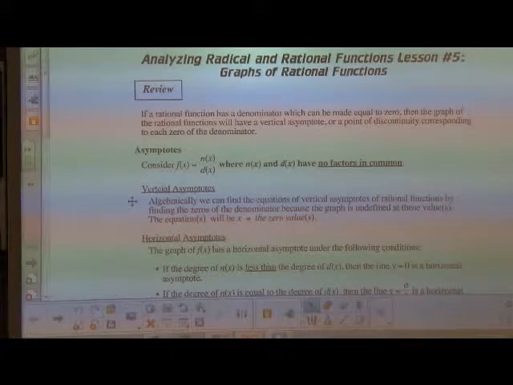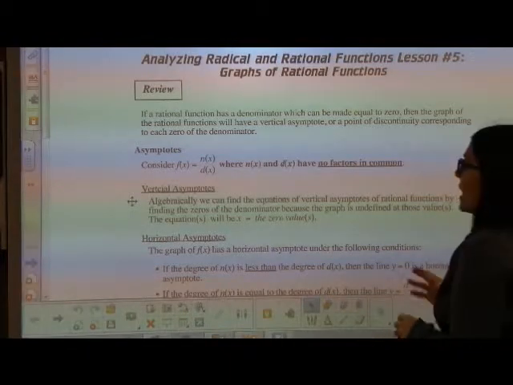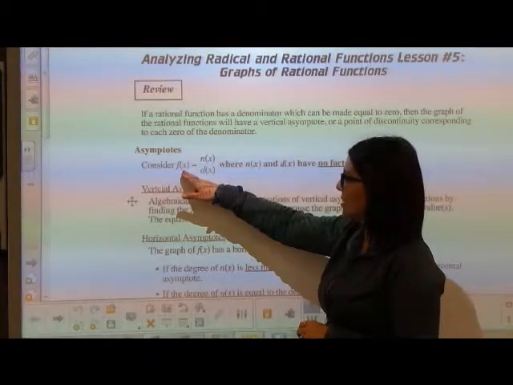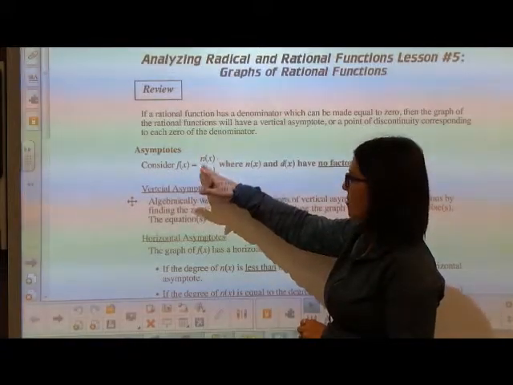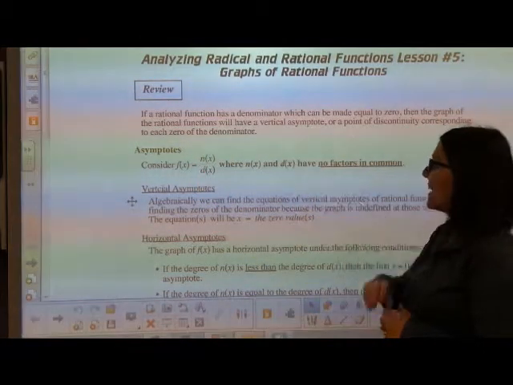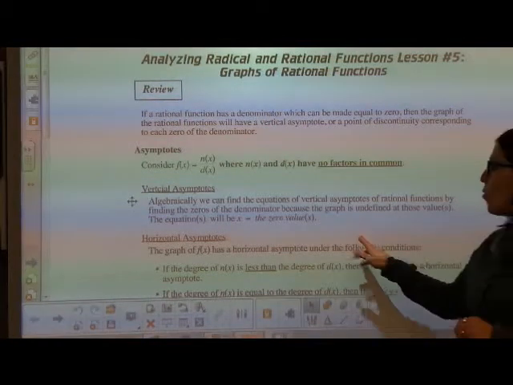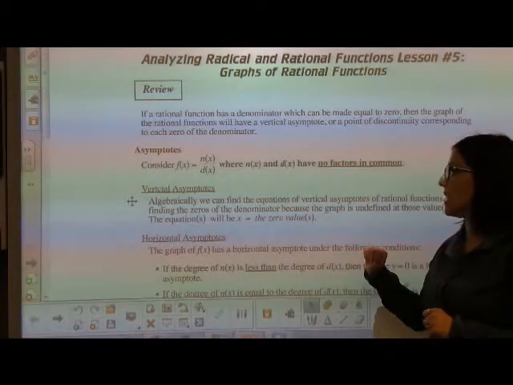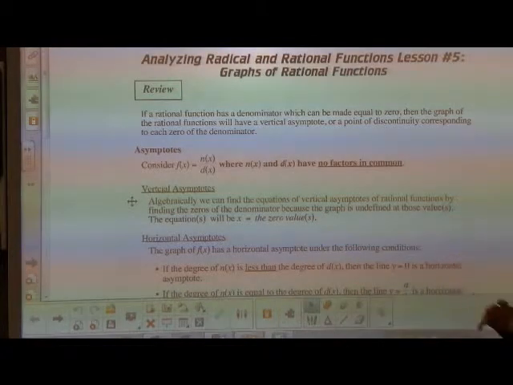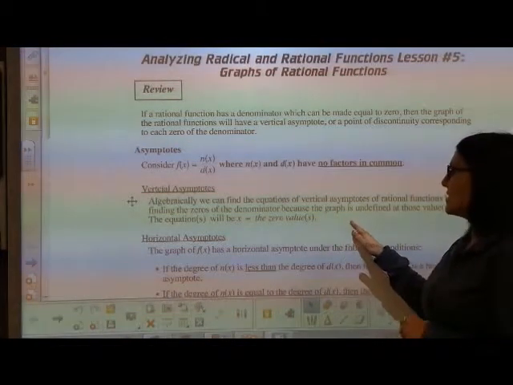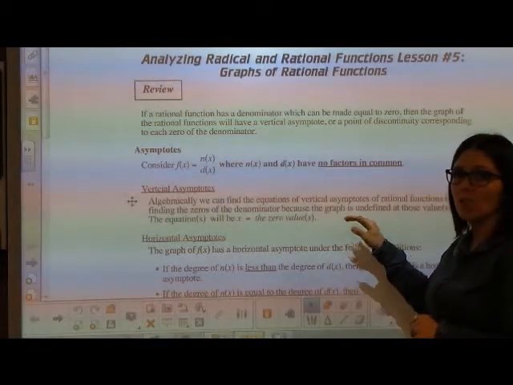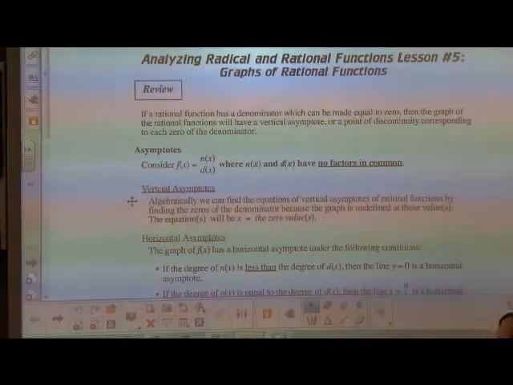If a rational function has a denominator that can be made equal to 0, then the graph will have a vertical asymptote or a point of discontinuity corresponding to the 0 of each of the denominators. So if I have a rational function f of x, which is n of x, the numerator, over d of x, the denominator, if n and d have no common factors, we get vertical asymptotes and horizontal asymptotes. Vertical asymptotes we can calculate algebraically by finding the zeros of the denominator, because the zeros of the denominator are the non-permissible values, which I cannot have, which creates my asymptotes.